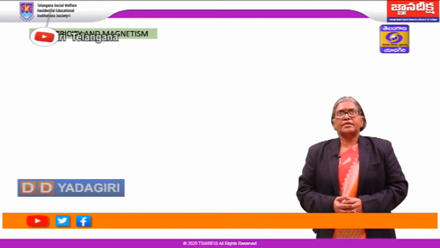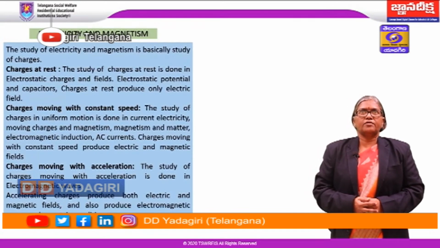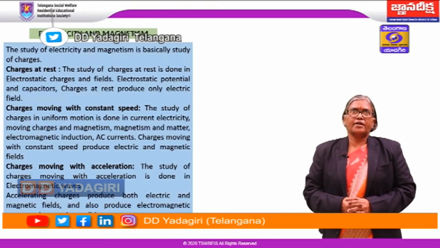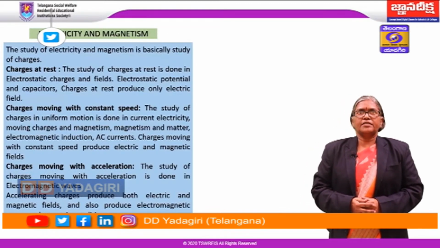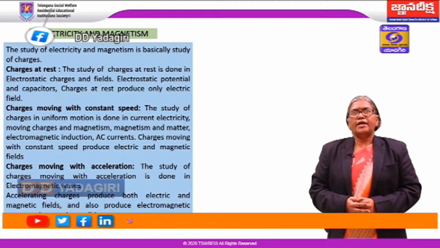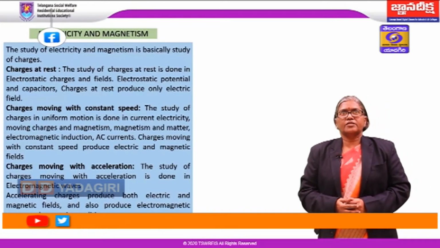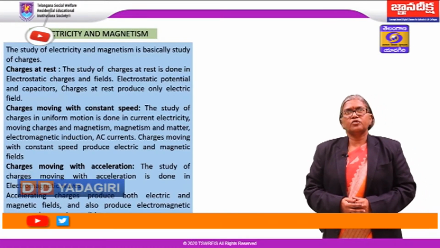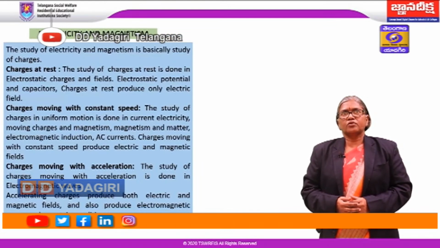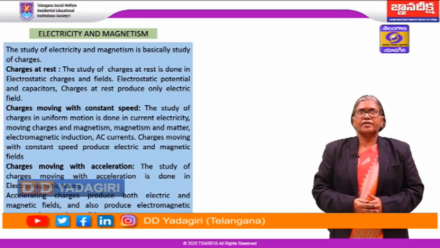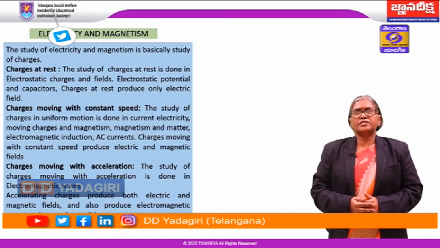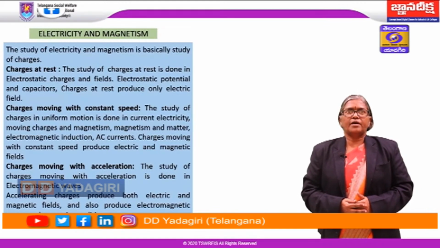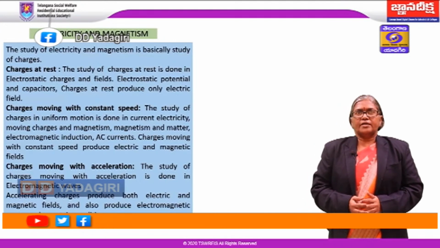Now, the study of electricity and magnetism is basically the study of charges. In second year physics, we have 8 chapters on electricity and magnetism. The study of charges at rest, which produce only an electric field, is done in the chapters Electrostatic Charges and Fields, and Electrostatic Potential and Capacitors. And the study of charges in uniform motion, or moving with constant speed, which produce both electric and magnetic fields, is done in the chapters Current Electricity, Moving Charges and Magnetism, Magnetism and Matter, and Electromagnetic Induction.